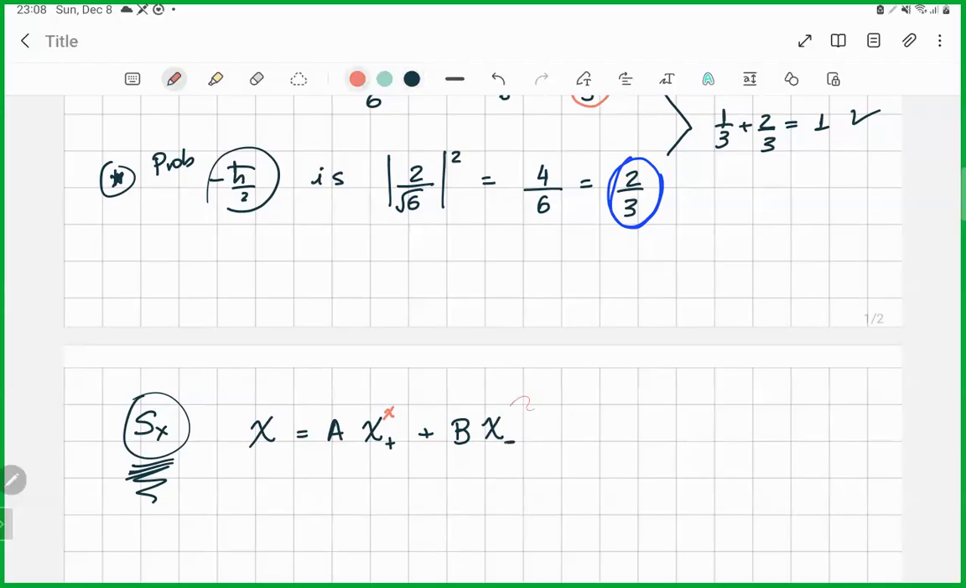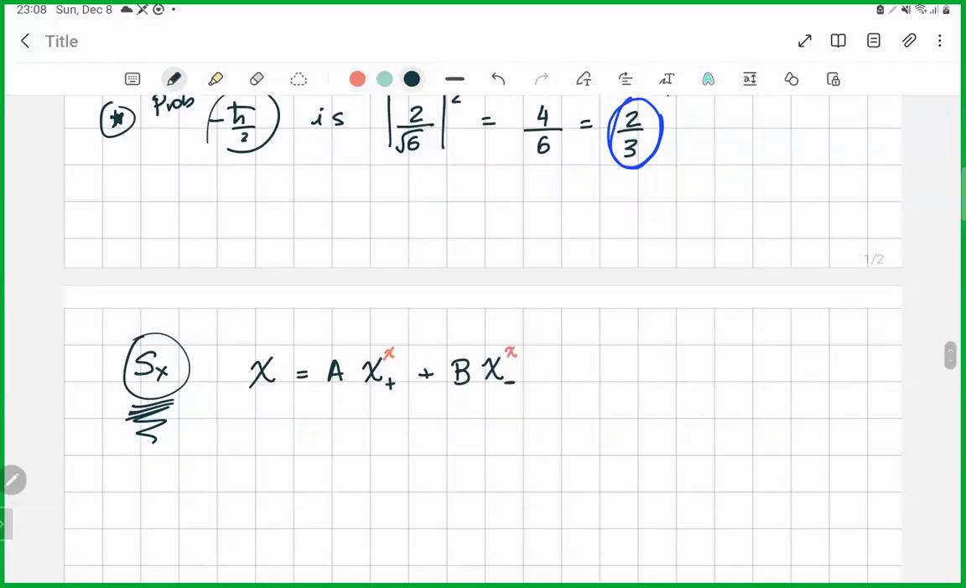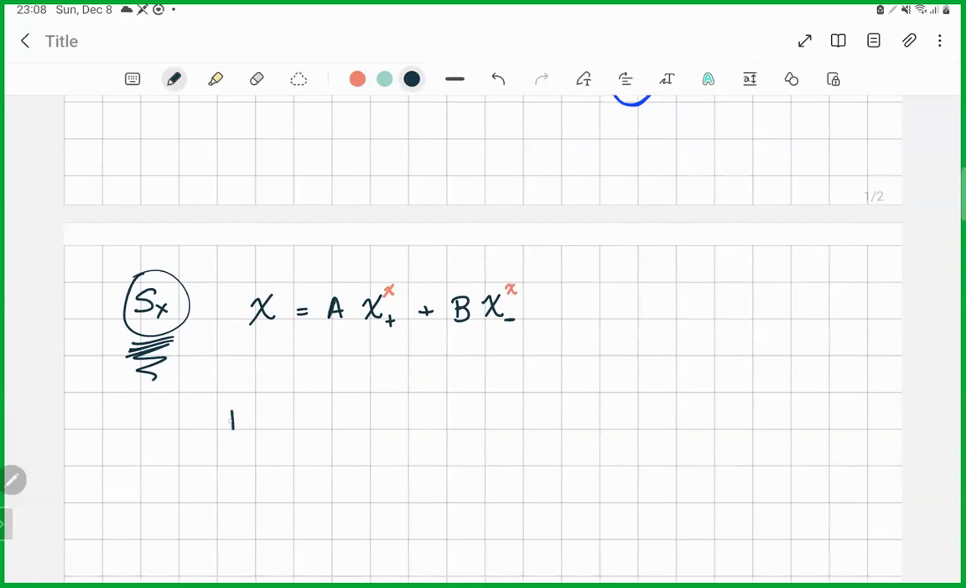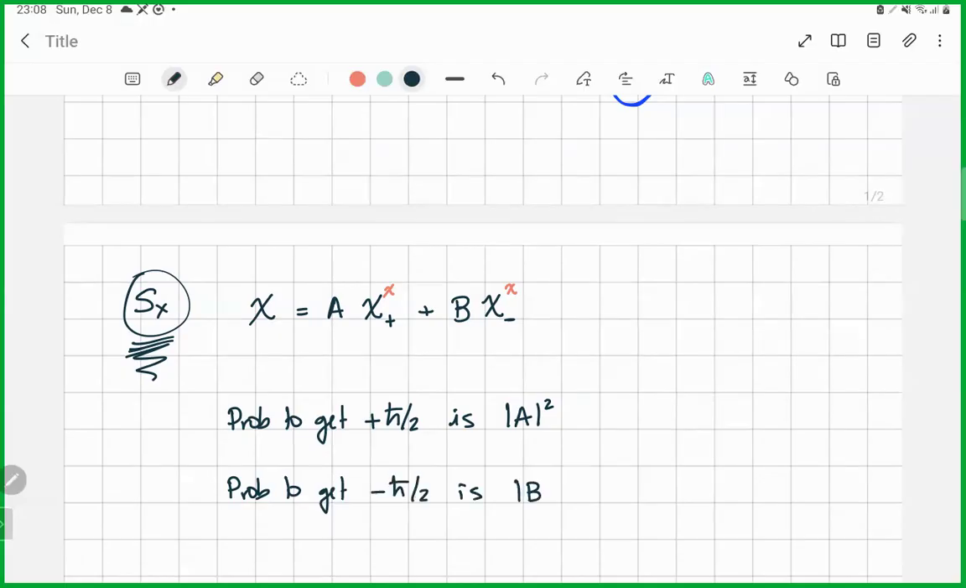Because the probability to get plus h bar over 2 in the x direction is going to be the absolute value of A squared. So that's what we have to find. And the probability to get minus h bar over 2 is going to be the absolute value of B squared. Okay, so how are we going to do that?